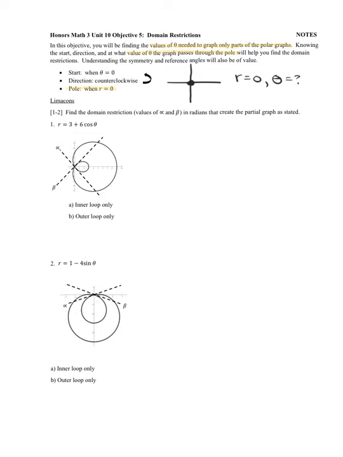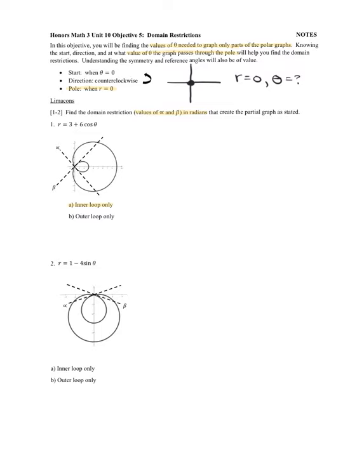So for this, they want us to find the domain restrictions. So we're going to call those alpha and beta, and we want to make sure that we are in radians. And we will be looking for those values that create the partial graph that is stated or given in each particular problem. So for question number 1, part A, they're asking us to find the inner loop only. So we're trying to figure out what does alpha need to be and what does beta need to be in order to graph the inner loop.